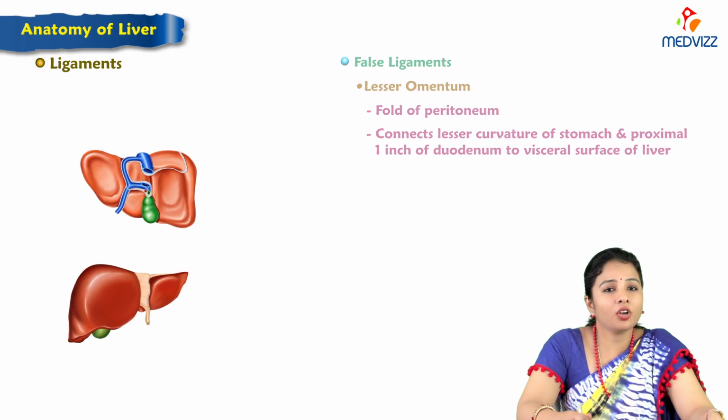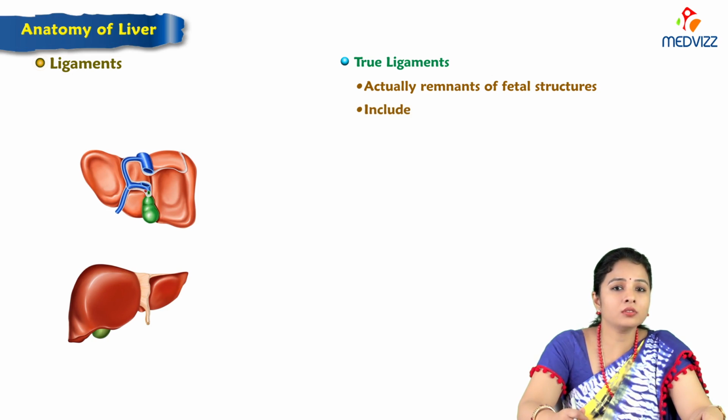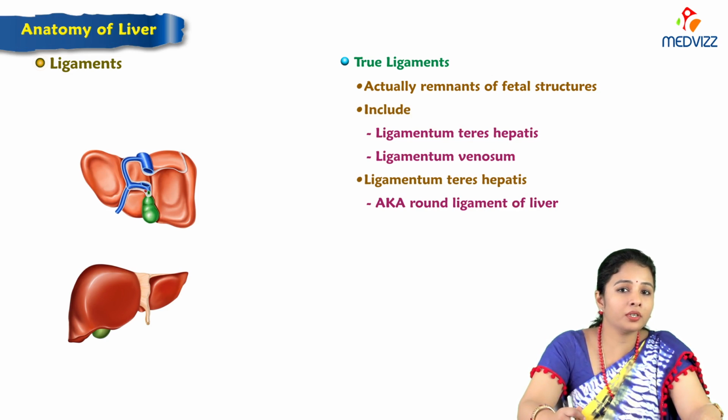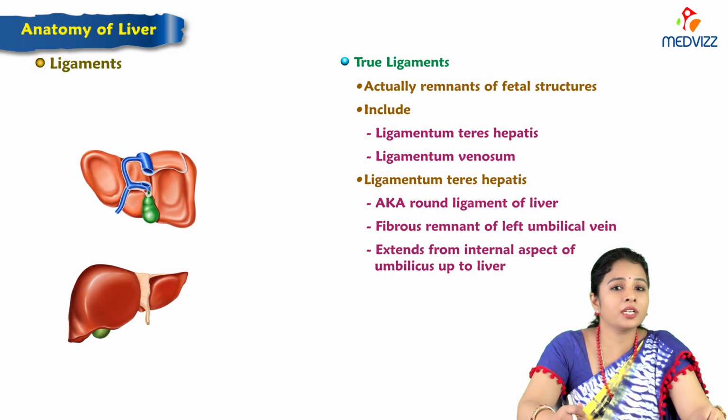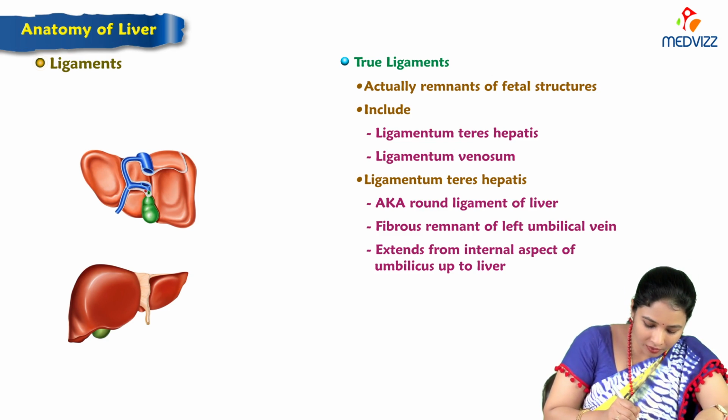So next we shall talk about the true ligaments. The true ligaments are actually the remnants of fetal structures and include ligamentum teres hepatis and ligamentum venosum. Ligamentum teres hepatis is also known as round ligament of liver. It is the fibrous remnant of left umbilical vein which still extends from the internal aspect of the umbilicus up to the liver. So here we can see the anterior and the inferior aspect of liver.